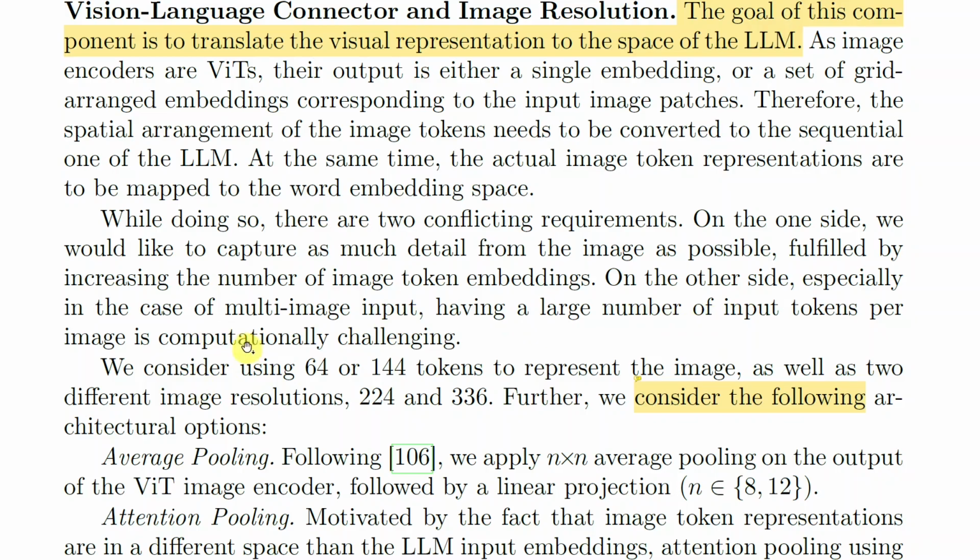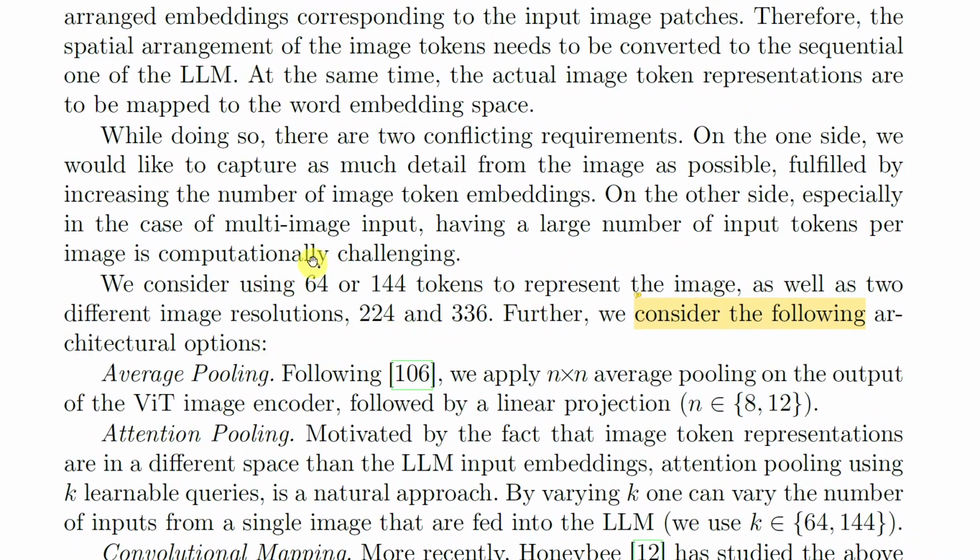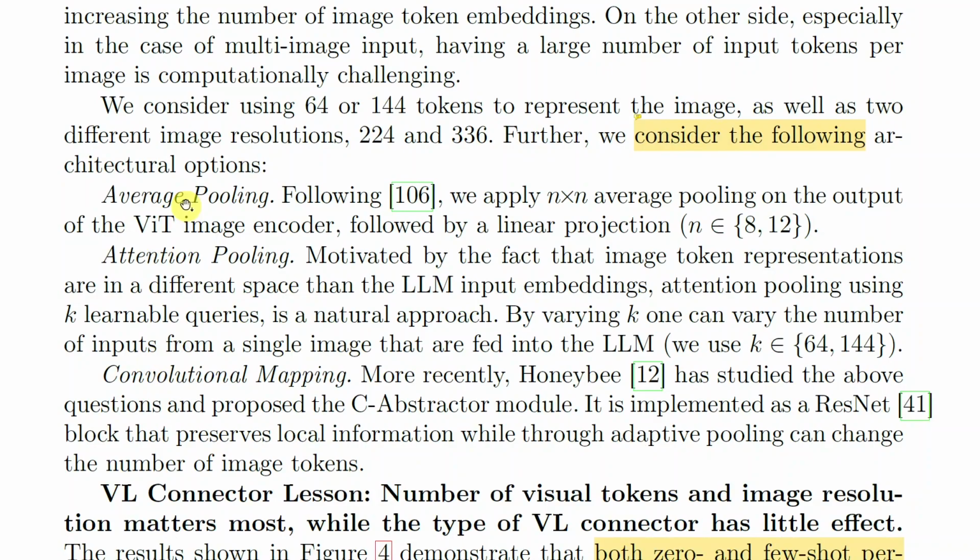So hence they tried different configurations, either 64 or 144 tokens to represent the image, as well as different image resolutions, 224 and 336. For this, different architectural options are considered. There is average pooling, where n cross n average pooling on the output of the ViT image encoder is applied, followed by a linear projection of either n or 12.